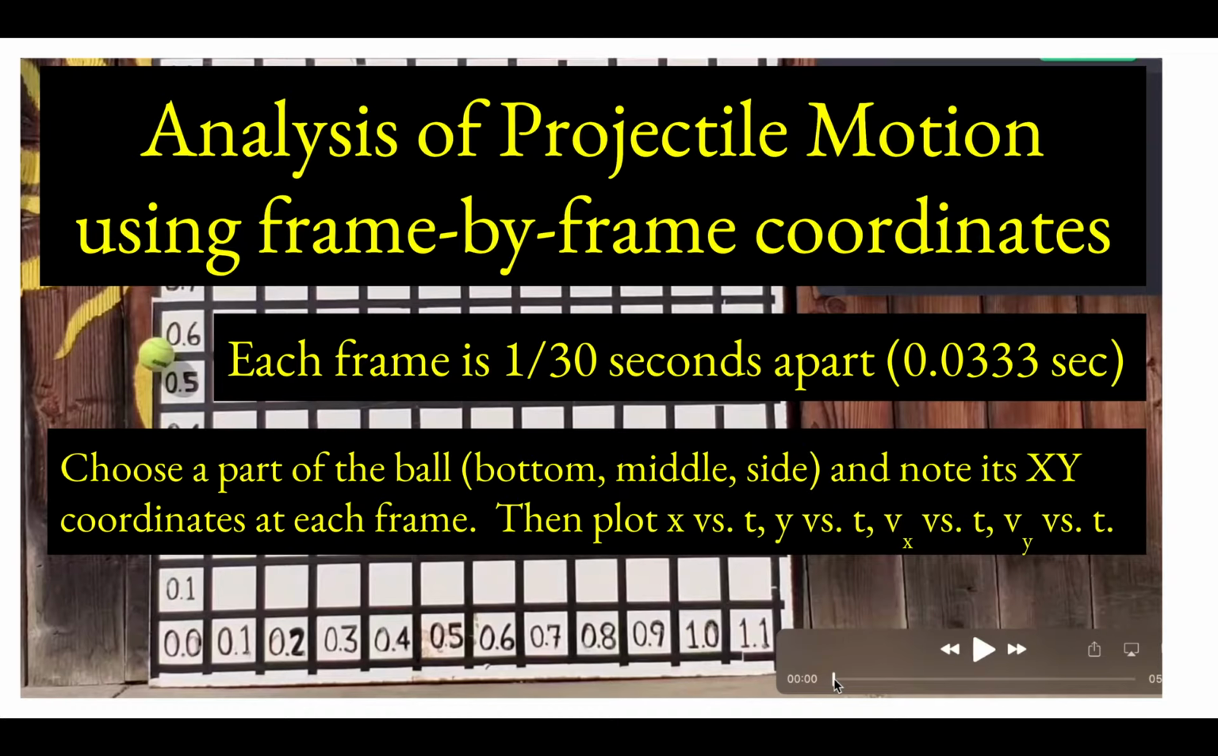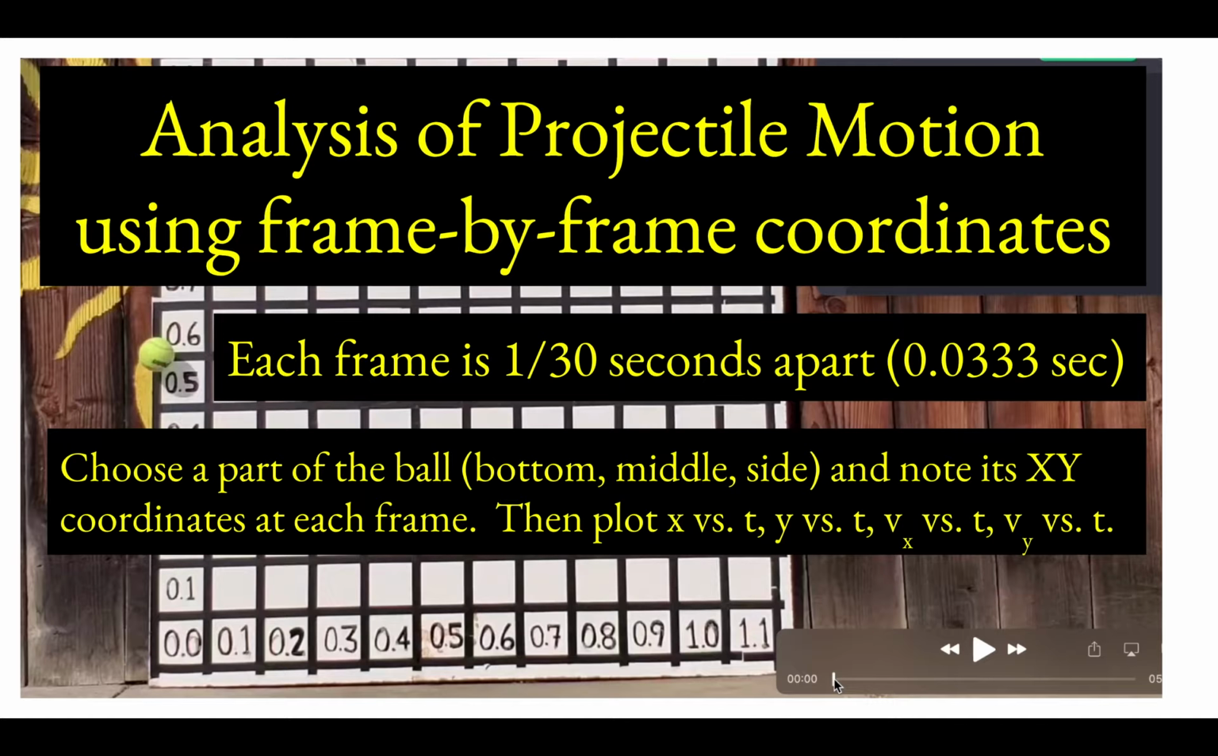After you have that data for each frame, you'll know the X coordinate of the ball and the Y coordinate of the ball. Then you're going to want to plot its X coordinate as a function of time, its Y coordinate as a function of time, and its X velocity as a function of time, which will actually just be the change in the X coordinate divided by 1/30th of a second. For the Y velocity, it's the change in the Y coordinates divided by 1/30th of a second, and that'll give you the Y velocity.